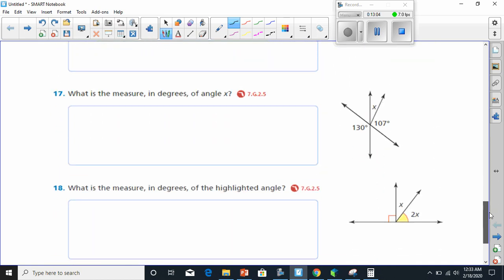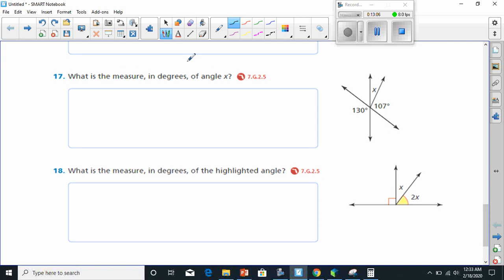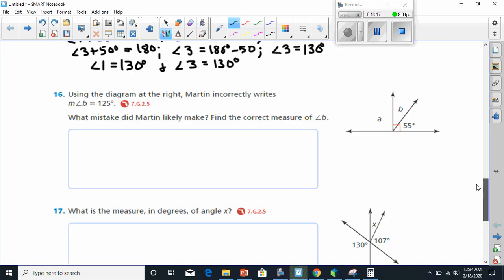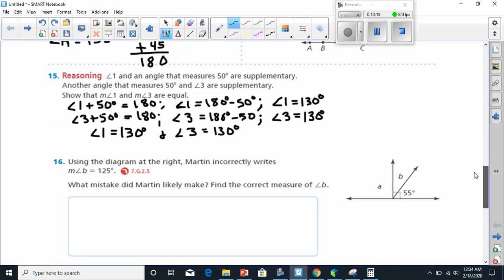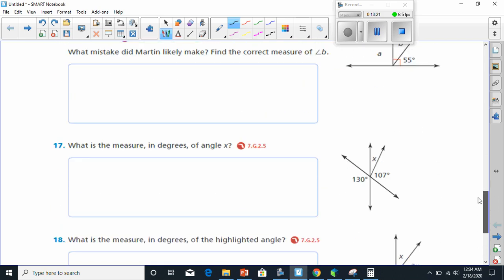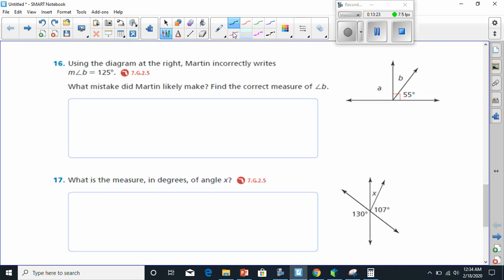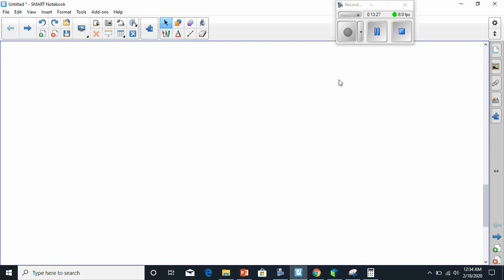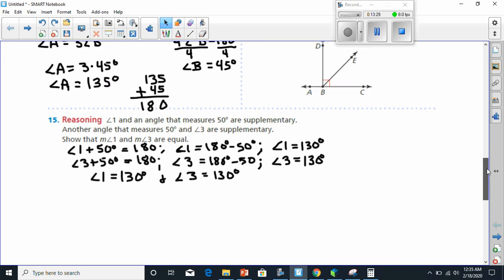We're moving down to number 17 now. It says, what is the measure in degrees of angle X? Well, if I solve for X here, I double checked and realized that number 15 was the last one we were going to be doing. 16, 17, and 18 were not a part of the homework, so I'm taking them off there. 15 was your last one.